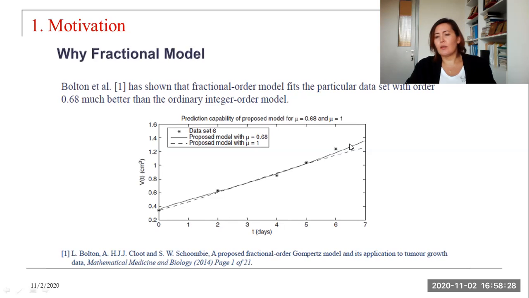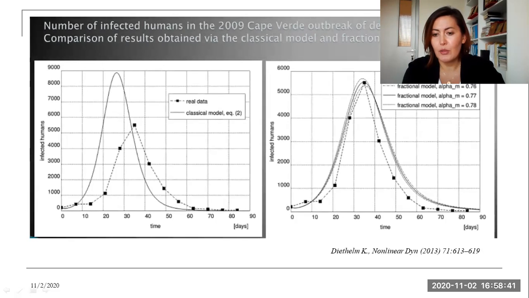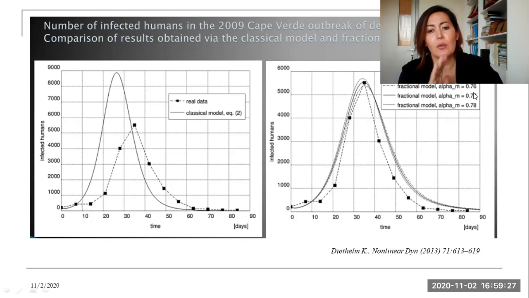And here the data set contains very few data points, but it's enough to show us the performance of fractional calculus. Now I will show you another example, which was published in 2013 by Dietrich. In this paper, the dengue outbreak, which happened in 2009 in Cape Verde Island, is modeled. On the left, you see the results from the integer order model, and on the right, you see the results from the fractional model. It's very obvious that the classical integer order model stays very weak to capture the behavior of the real data, whereas the fractional order model has a better performance, where the fractional order is studied between 0.75 and 0.8.